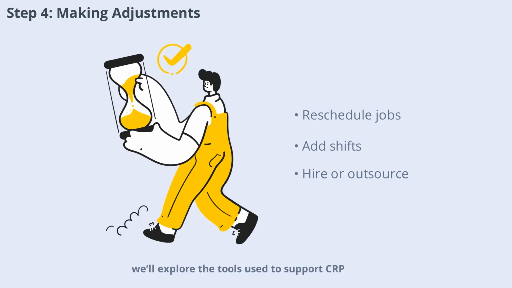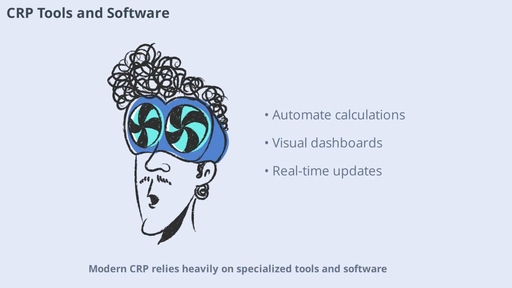Next, we'll explore the tools used to support CRP. Modern CRP relies heavily on specialized tools and software. These systems can quickly process large amounts of data, generate reports, and highlight potential issues. Popular software solutions integrate with other planning systems, making it easier to update schedules and resource allocations in real time. By automating calculations and providing visual dashboards, these tools help managers make better, faster decisions.